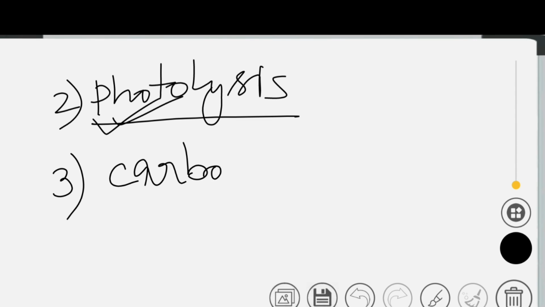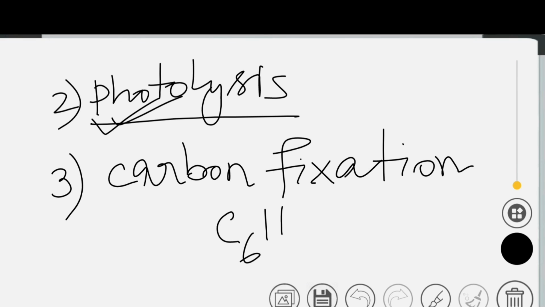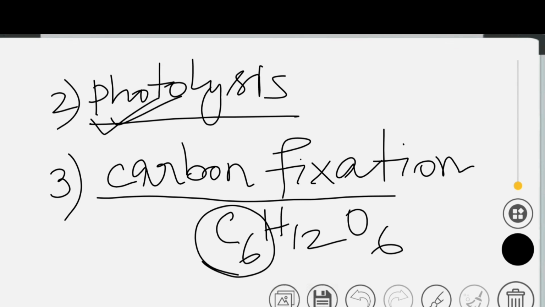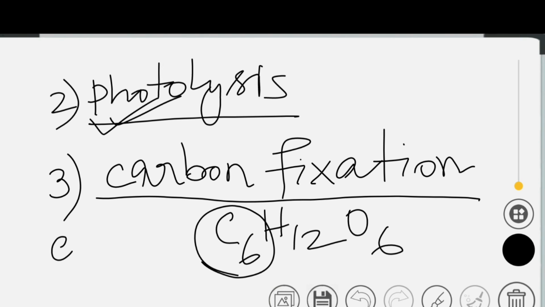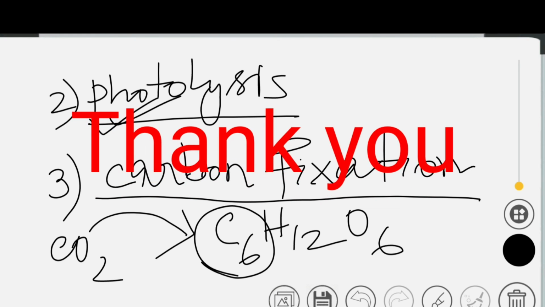Carbon fixation means, whenever glucose is produced, the symbol of glucose is C6H12O6. So here, how the 6 carbon atoms get fixed is known as carbon fixation. The source of the carbon of the glucose is carbon dioxide. So carbon dioxide is the source of the carbon in glucose.